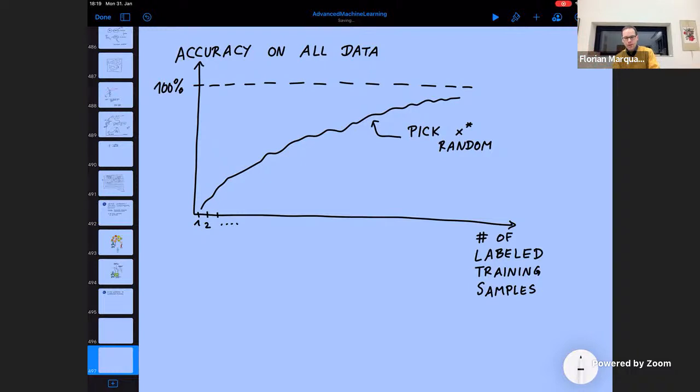The hope now is that with active learning, you become better faster. So you would then have a curve that is much more steep and goes like this. Of course, it also will not exceed 100%. So eventually the difference will shrink, but at intermediate times, there will be a big difference. So that would be the hope for a good active learning strategy.